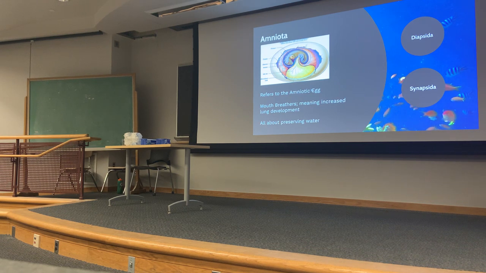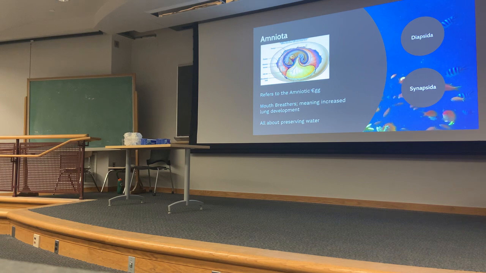Land water in the egg. They don't need to lay their eggs in the water for their young to survive. And we see this kind of development of yolk. So there's more investment by their parents to ensure that their offspring survive and develop. All this nutrient-rich yolk sac provides all the nutrients that a growing embryo needs to survive.